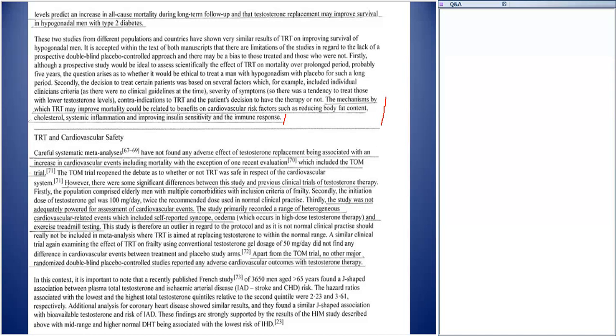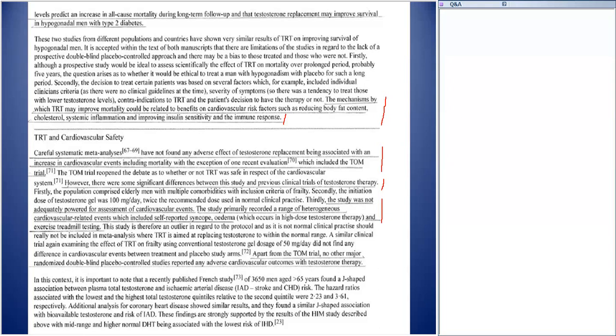When you look at a bunch of different meta-analyses, there's quite a few out there now. They have not found any adverse effect of testosterone replacement therapy showing an increased risk of cardiovascular events or mortality, except in the TOM trial. But as I told you before, this was a study that had some significant flaws. Not that the study itself was bad, but the conclusion of the study was bad because the study was not powered to look at cardiovascular events, and the primary recorded range of heterogeneous cardiovascular-related events included syncope, I passed out, edema, I've got edema, I had an abnormal stress test. They were then listed as cardiovascular events, which severely skewed the data, showing that patients that took testosterone had an increased risk.